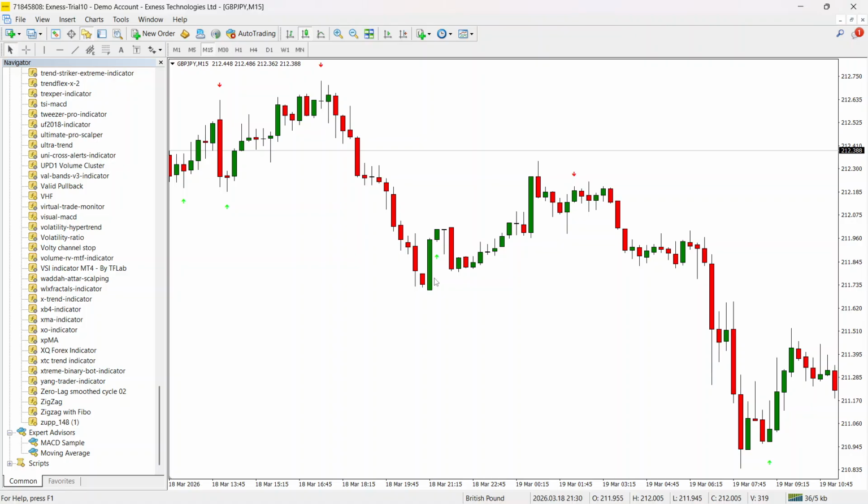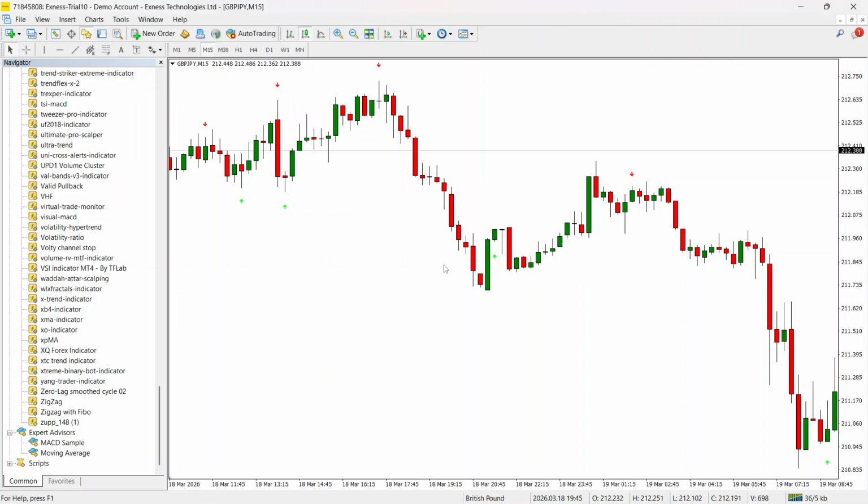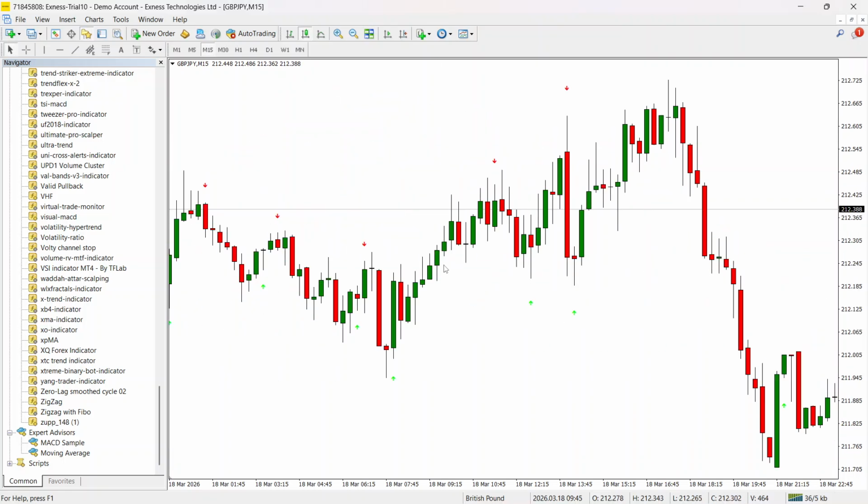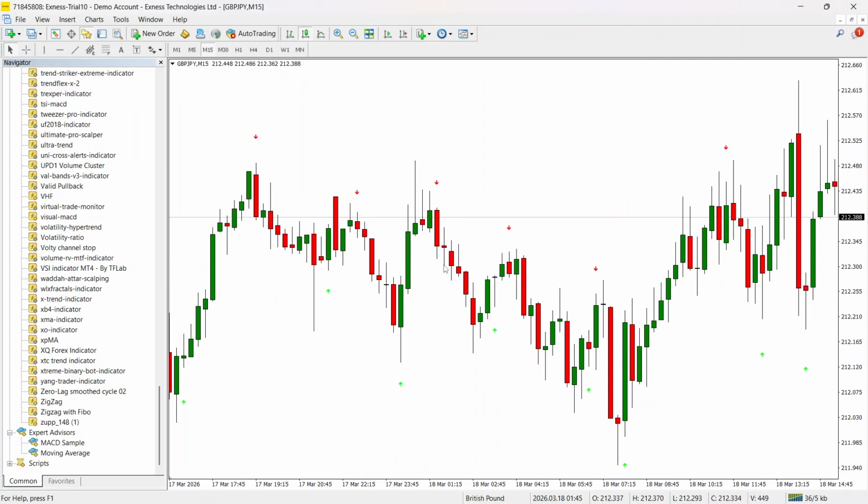Let's move forward. Who is it for and what are its limitations? This Uni Cross indicator suits traders who want a visual arrow-based representation of combined T3 and TMA conditions without plotting multiple moving averages on the chart.